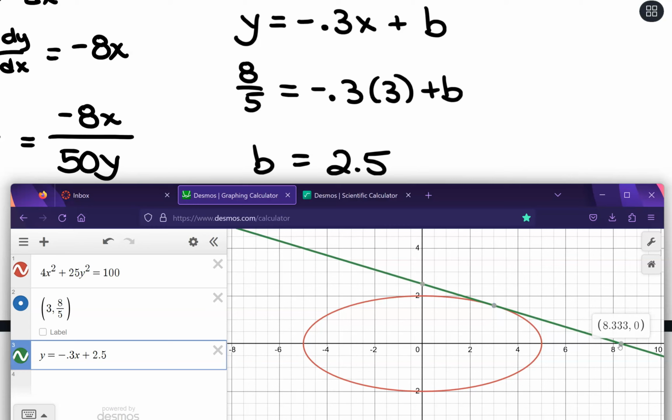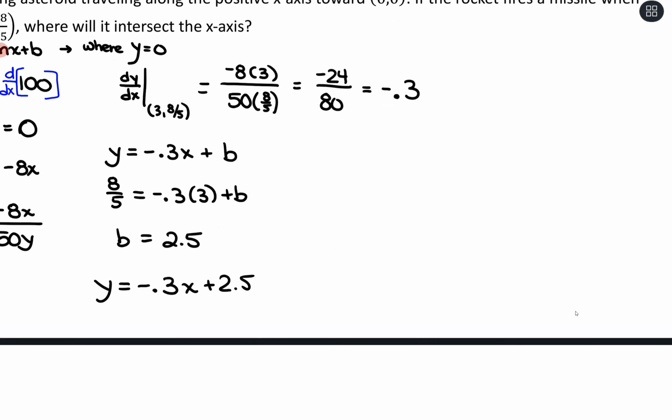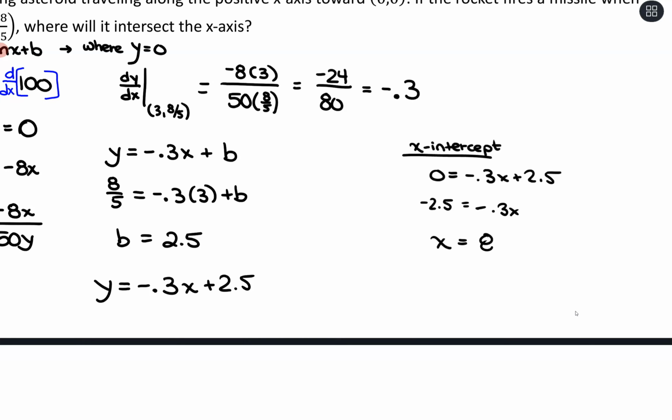And what we're going to look for is this coordinate right here, that 8.333, which we can see right there, but let's solve for it algebraically by plugging in y equals 0. To get the x-intercept, we're going to be solving 0 equals negative 0.3x plus 2.5. So subtract 2.5 from both sides, divide by negative 0.3, and that should get us to our 8.333.